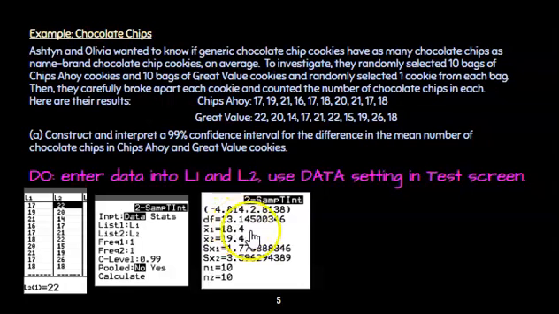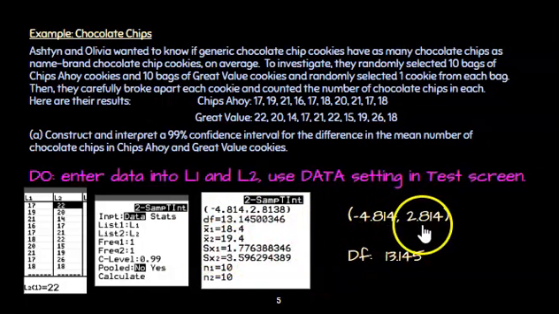Now, what are you showing for work? You're showing this information right here for your work. You really need to write all this down for proof that you've done it. But bottom line, here's the confidence interval, and here's the degrees of freedom.